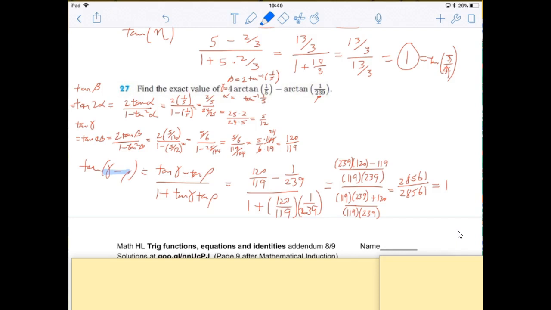So what angle would that be? Okay, well, it would be 45 degrees, right? Because the tangent of 45 degrees is 1. So gamma minus rho equals pi over 4. Okay.